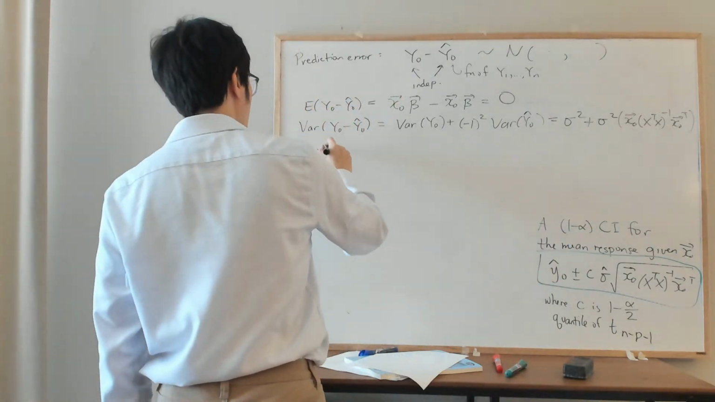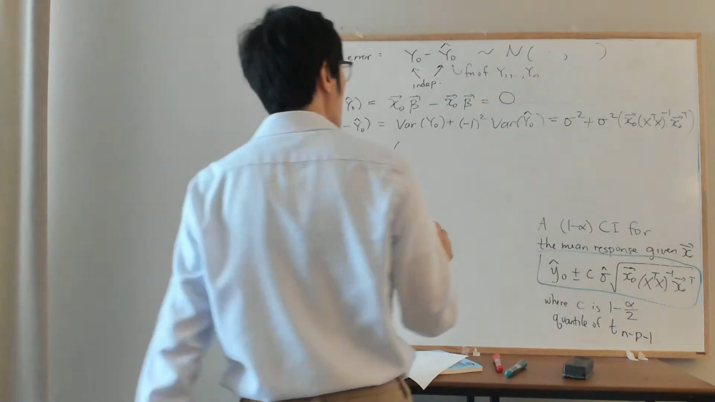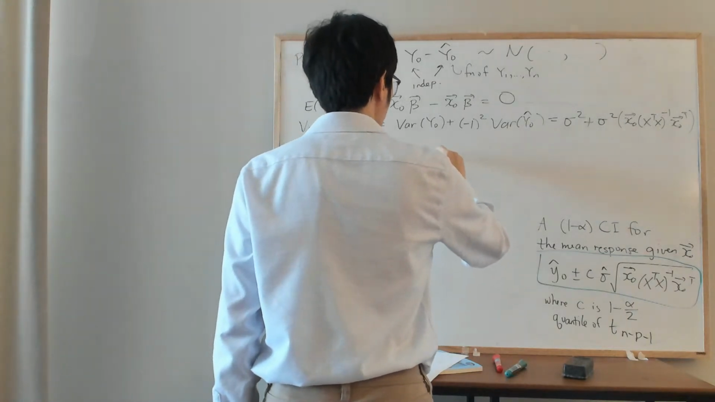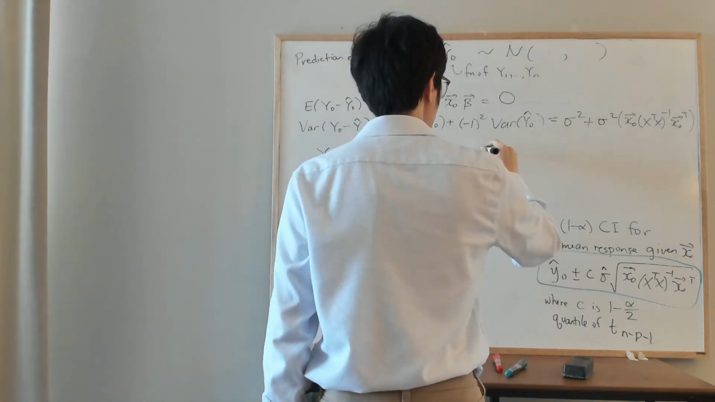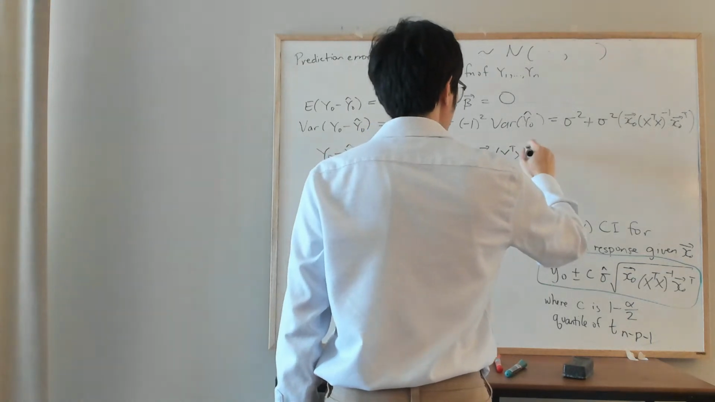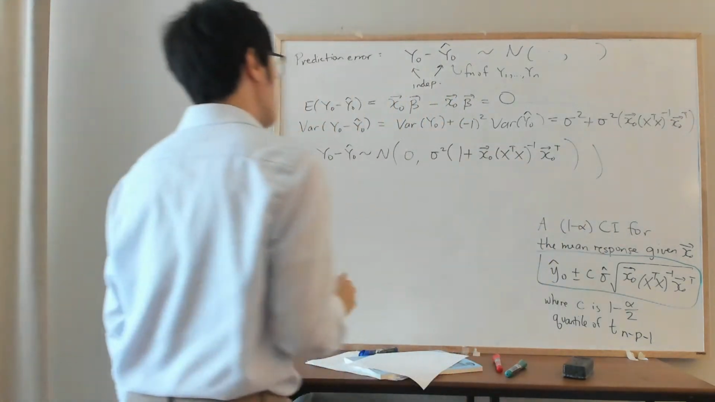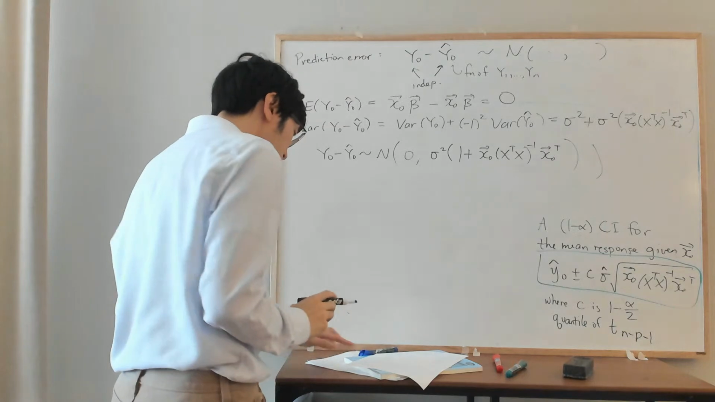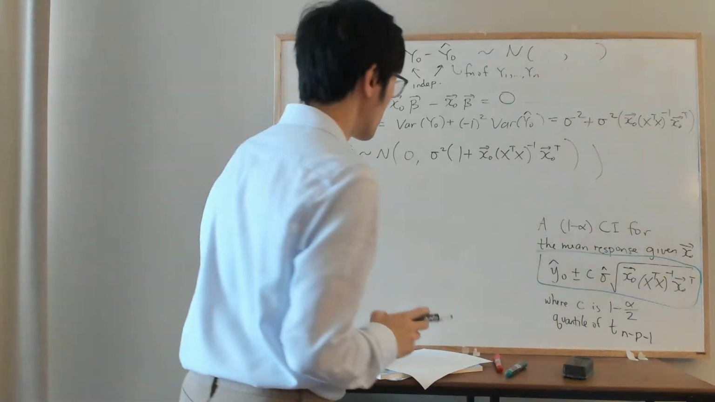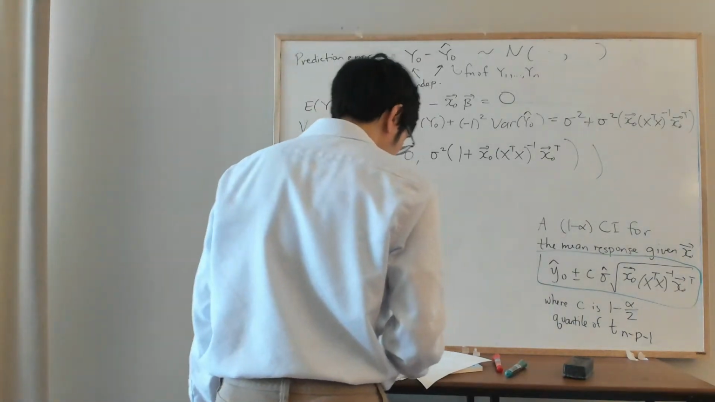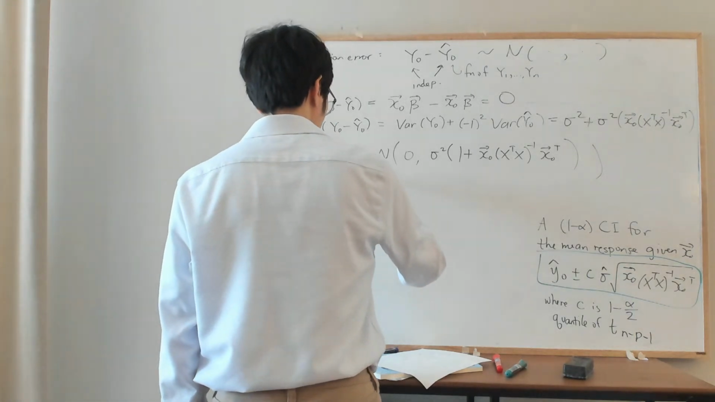Okay, so therefore, we have shown that the prediction error y0 minus y0 hat has a normal distribution, mean 0 and variance sigma squared times 1 plus x0 and so on, this entire expression again. Okay, and so we can do a similar thing. You can standardize and get a t distribution of it. And so analogously, we get our prediction interval, a 1 minus alpha prediction interval.